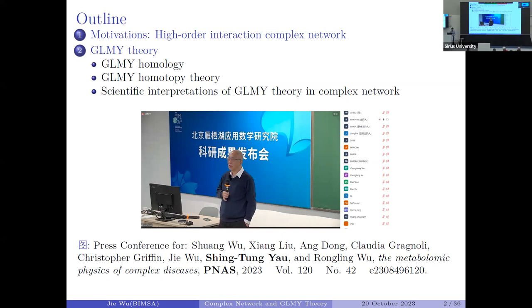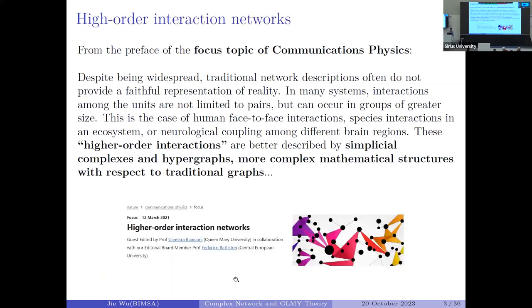Okay, so now the question I want to look at, before we look at the mathematics or the applications, I think it is important that we look at what the motivation comes from, right? So in the first part, I really want to look at the motivation from the current sciences. What I call this is the so-called higher order interaction network.